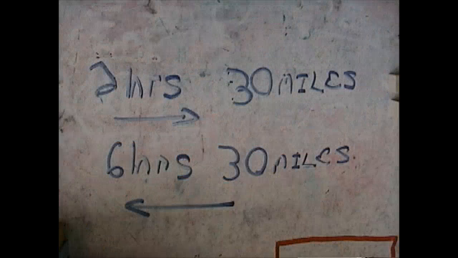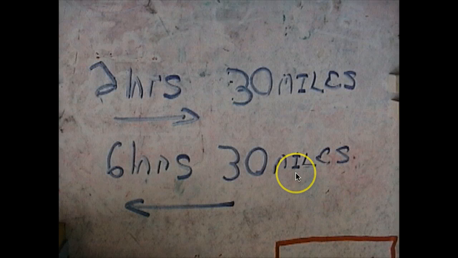Okay, so now last problem. 2 hours to go 30 miles. We're zipping along. And then we come back and it takes 6 hours, 3 times as long, to cover the same distance, 30 miles. What's the speed of the boat? What's the speed of the current?